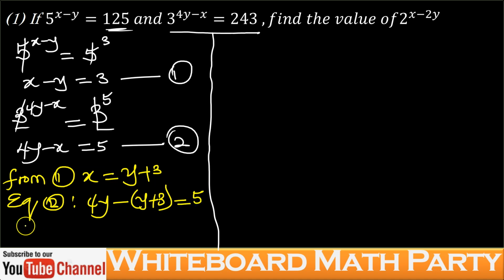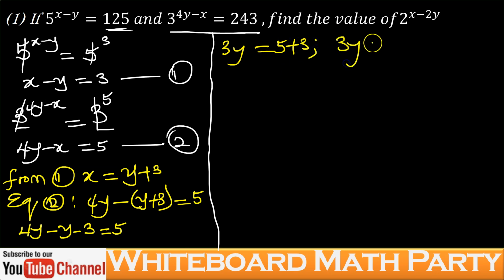Now let's solve this. This will be 4y minus y minus 3 is equal to 5. Collect like terms: 4y minus 1y is 3y, right? So 3y is equal to 5 plus 3, because the 3 has to cross over. 5 plus 3 gives us 3y is equal to 8. To get the value of y, we divide by 3, which is the coefficient of y. Therefore, our y is equal to 8 upon 3.